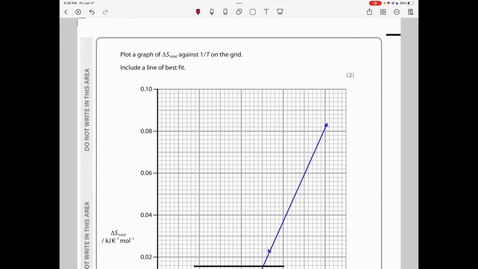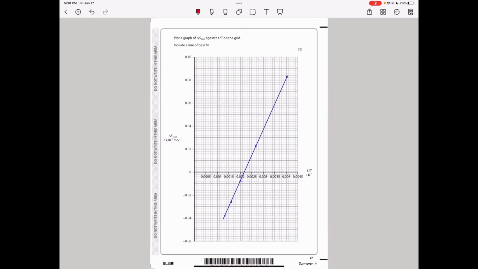So the next page says, plot a graph of the S total against 1 over T on the grid. Everything is already done for you. All you need to do is find the correct points where you can position your data and then draw the line of best fit, because they asked you to include a line of best fit that goes through the data appropriately. This was easy because everything is done for you. They put the axes and labeled them for you. So just inputting the points was the needed part. I will just go to the next part.